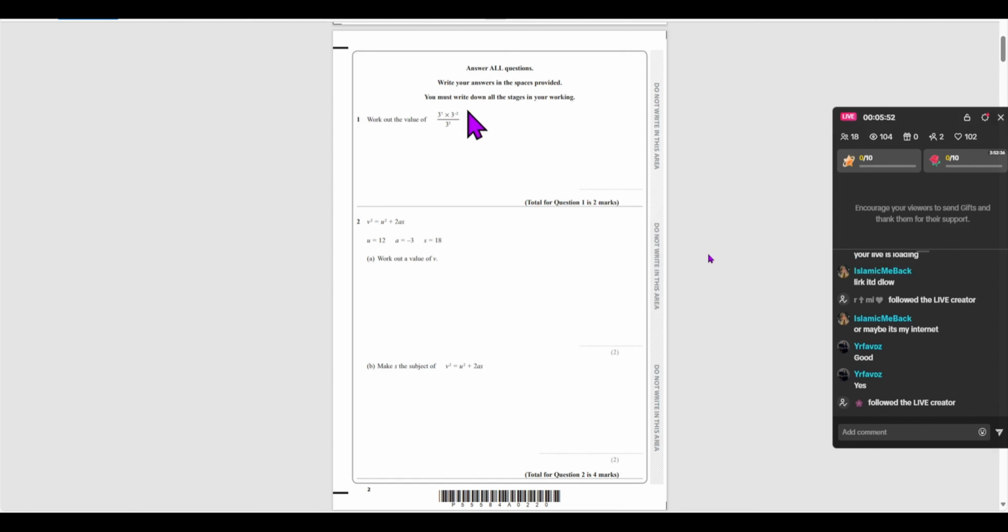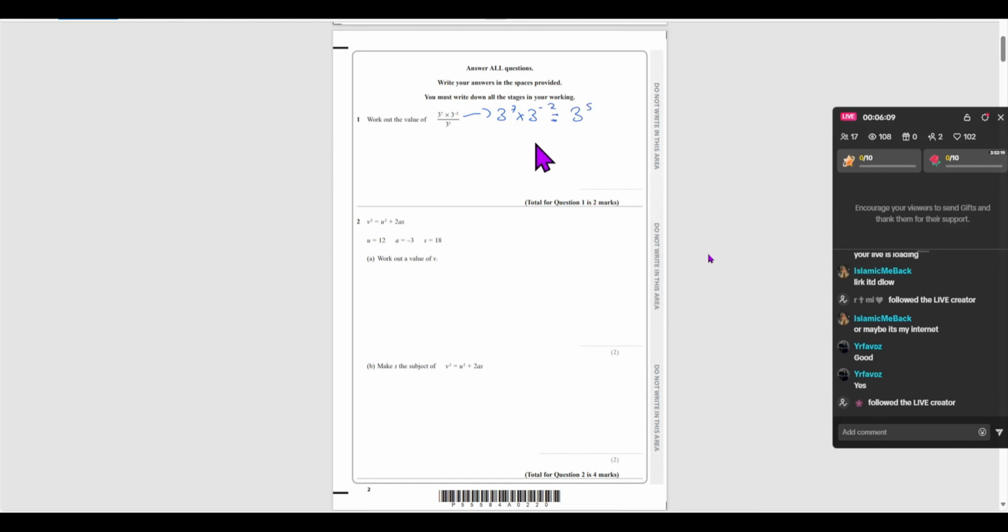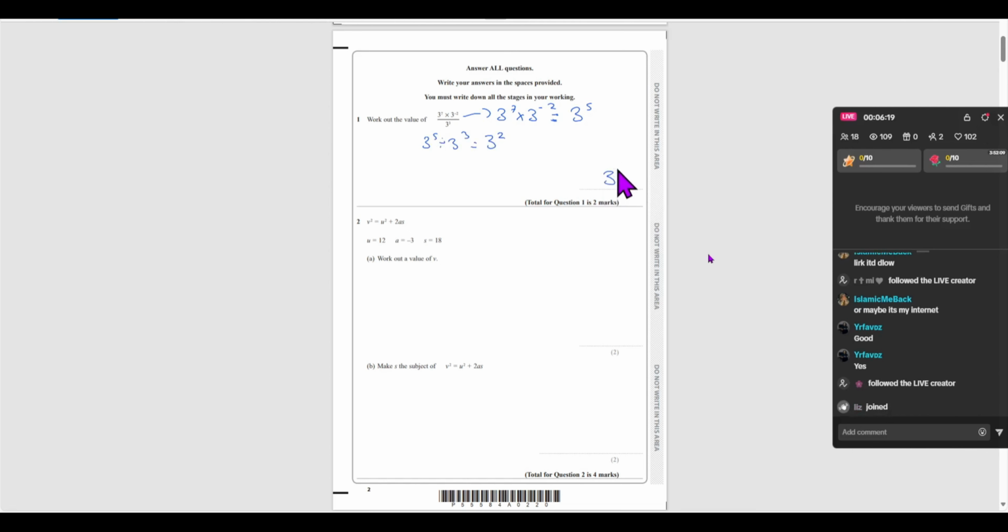So over here, we're doing 3 to the power of 7 times 3 to the power of negative 2. Whenever we're multiplying powers, we add the powers. So 7 plus negative 2 would be 3 to the power of 5. Okay? Now we're going to do 3 to the power of 5 divided by 3 to the power of 3. We subtract the powers, so it's going to be 3 to the power of 2. And that would be your answer, 3 to the power of 2. Okay?